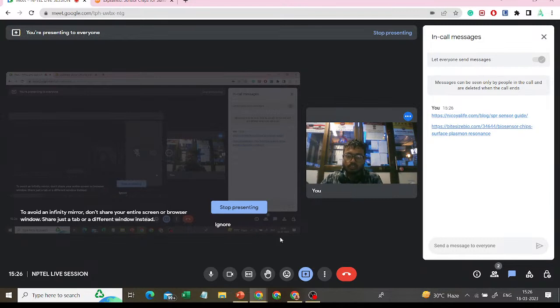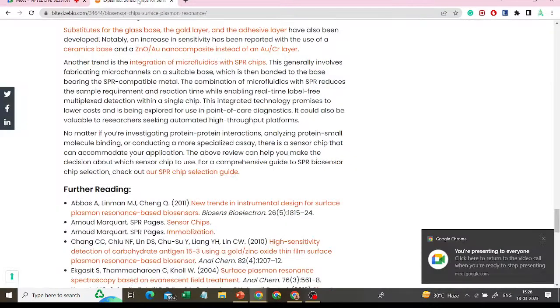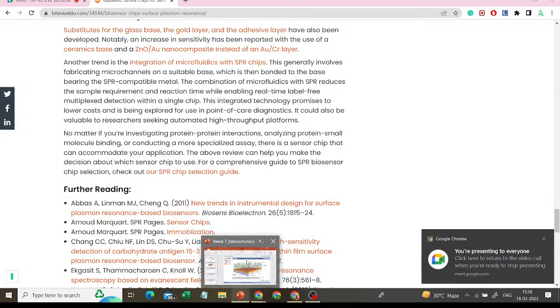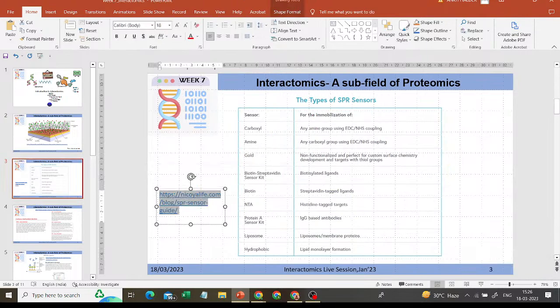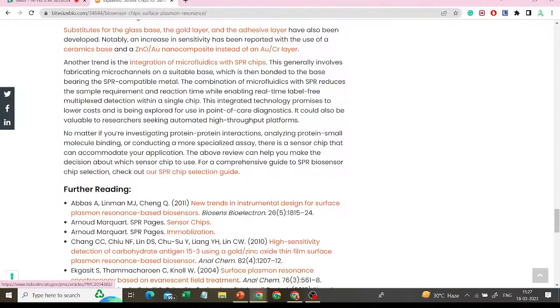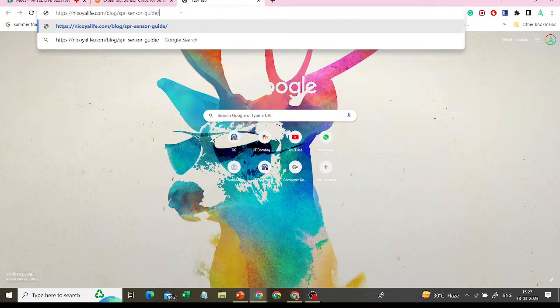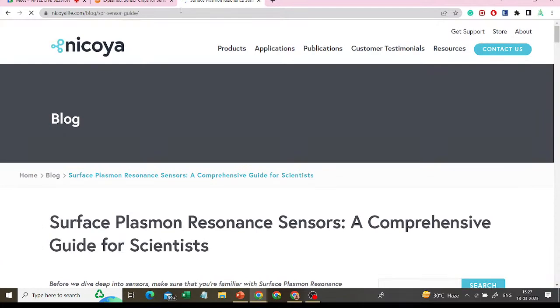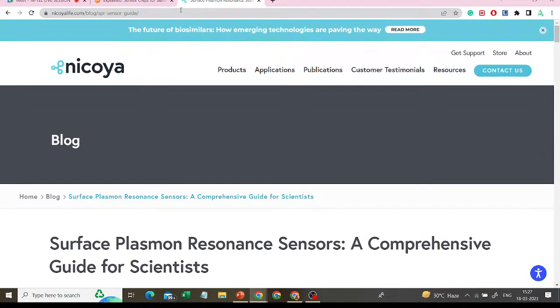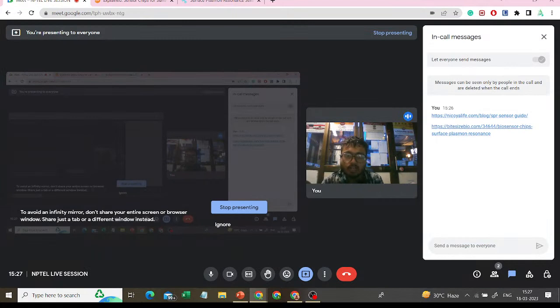So hopefully you are with me. As I have told, now we will be looking at what chips or sensors for what surfaces we can be using. Here you can see there is a comprehensive guide through which you can understand for what applications, what kind of sensors and what kind of chips you will be requiring.